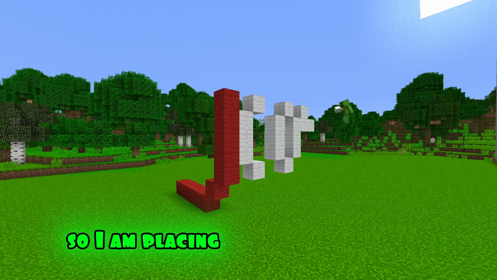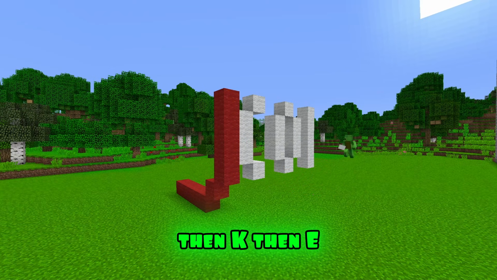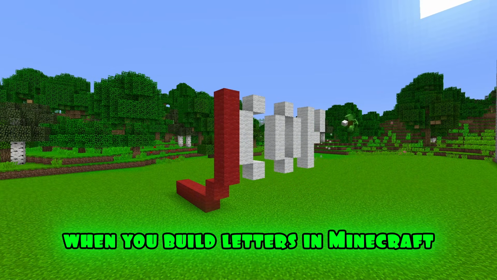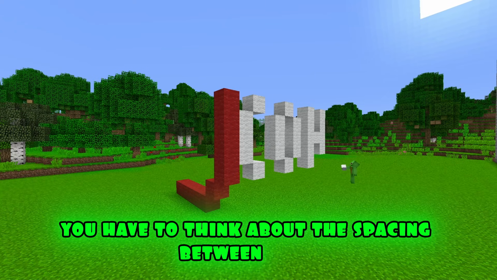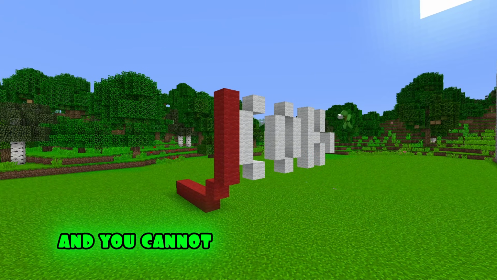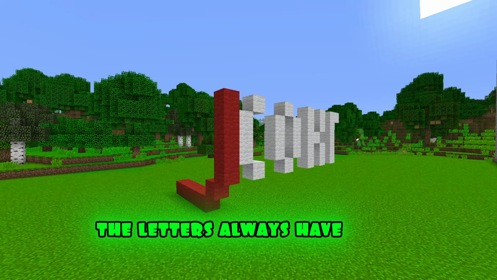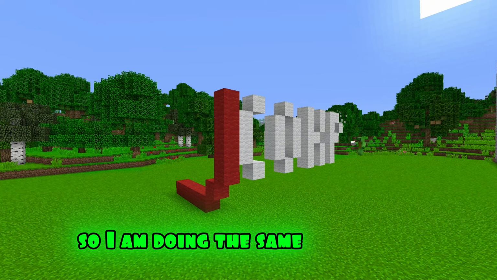So I am placing each letter one by one. C, then O, then K, then E. When you build letters in Minecraft, you have to think about the spacing between them. If you put them too close together, everything gets smushed, and you cannot even tell what it says. On real cans, the letters always have some breathing room, so I am doing the same thing here.